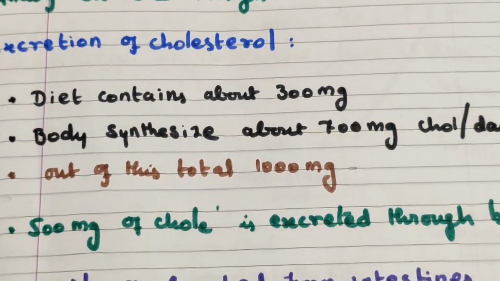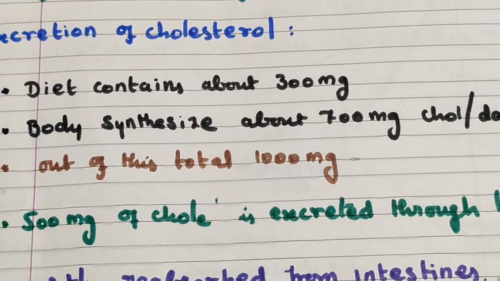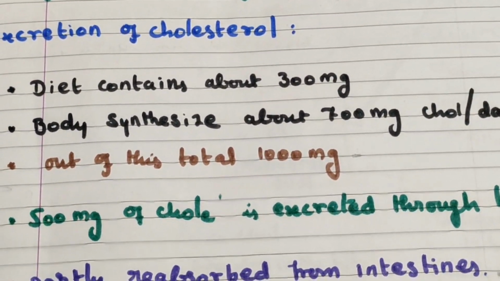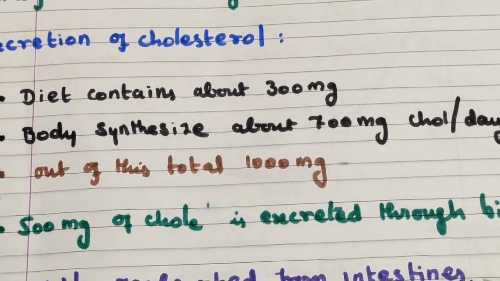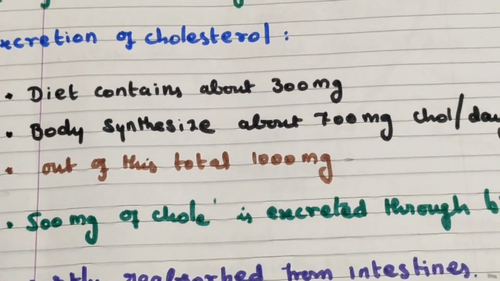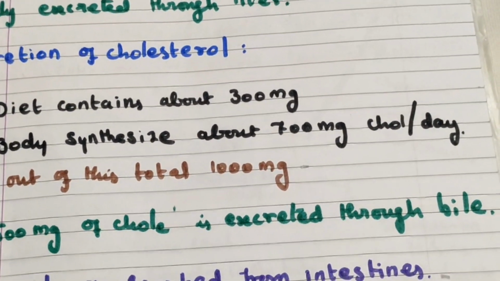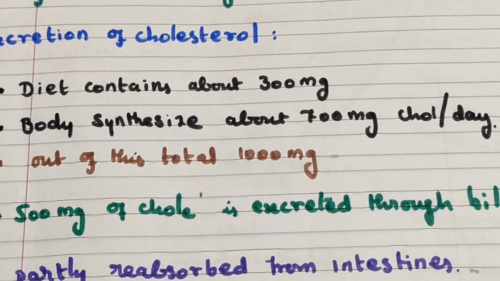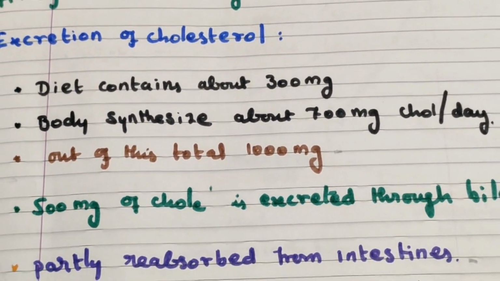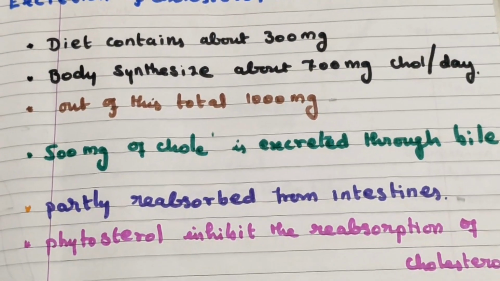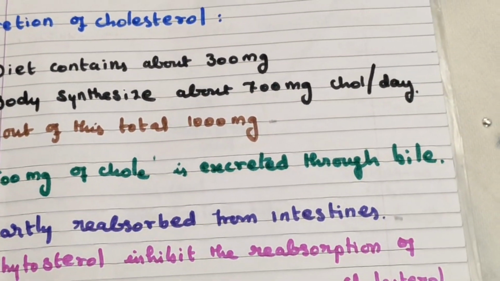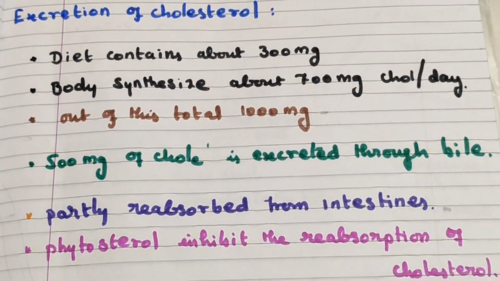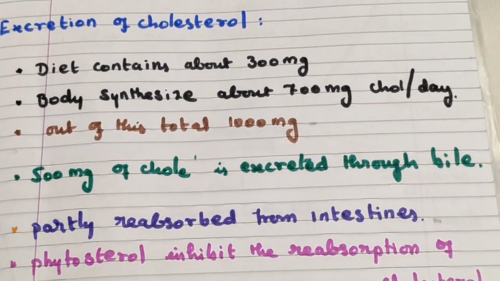Next, how is cholesterol excreted? First, through diet. In our body, generally we take 300 mg of cholesterol in the diet. Our body synthesizes 700 mg of cholesterol per day. Out of this total of 1000 mg, 500 mg of cholesterol is excreted through bile, partially reabsorbed from our intestine.